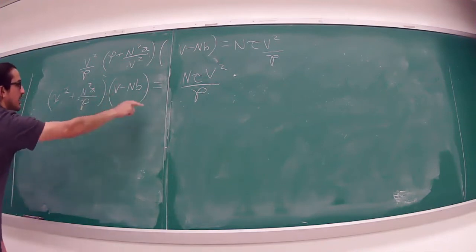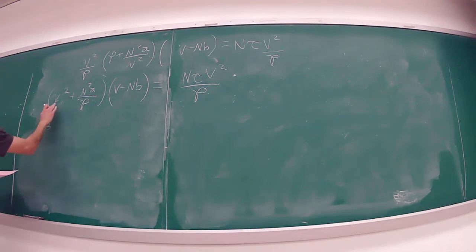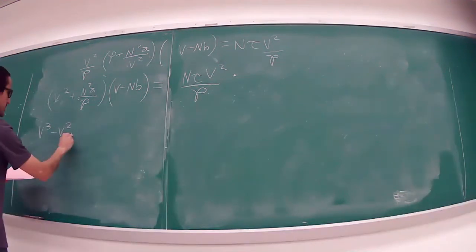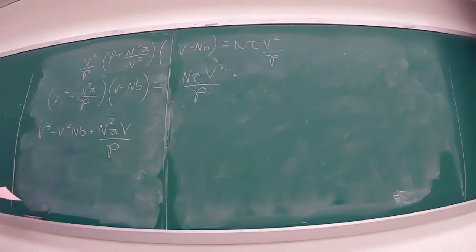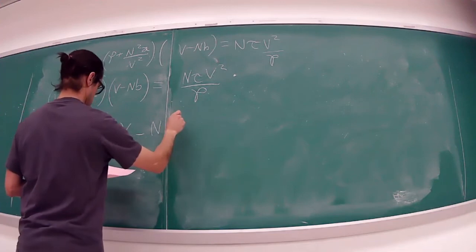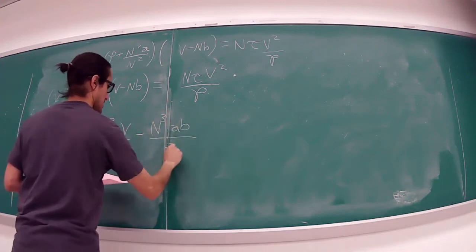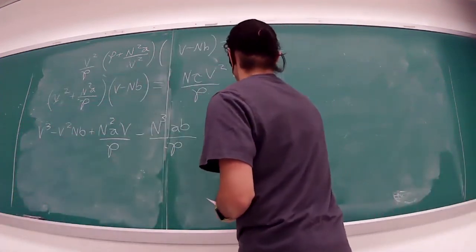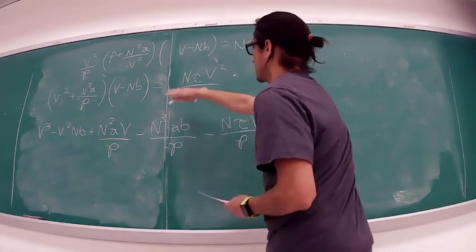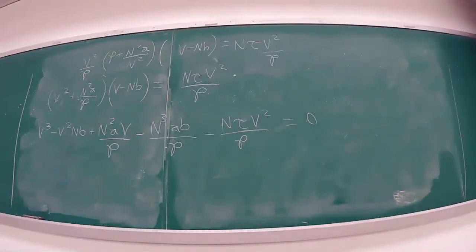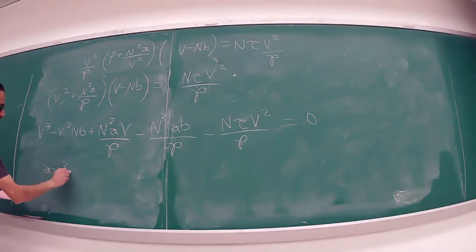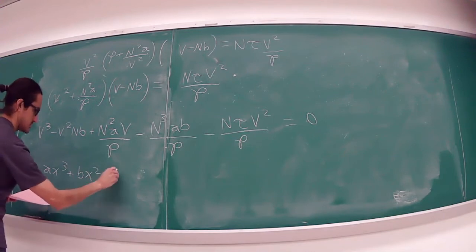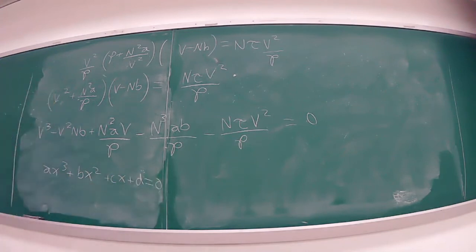And then we can multiply this one over here, and we get V cubed minus V squared NB. Plus that one. Minus that one. Minus this one. Equals zero. So here we have the cubic equation. So the coefficients of this equation, if you want to write it in the standard way, we'll get that.